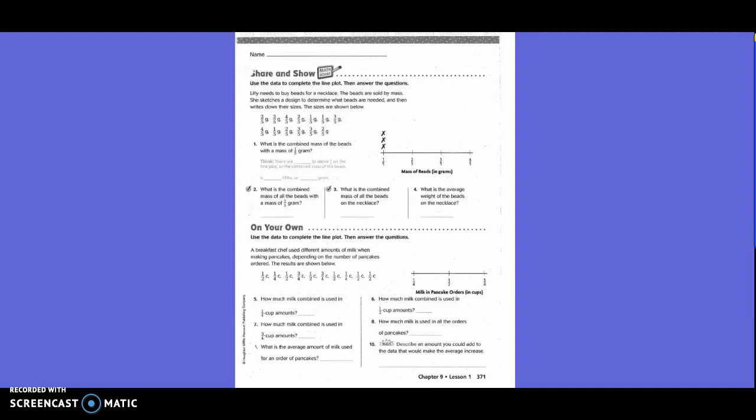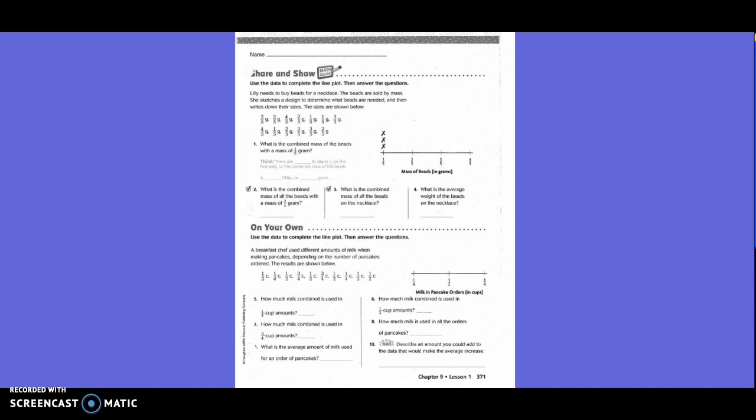Lily needs to buy beads for a necklace. The beads are sold by mass. She sketches a design to determine what beads are needed and then writes down their sizes. The sizes are shown below. So, do we need to go ahead and plot them on our line graph, guys? Yes. Okay. Now, when we figure out how many there are of each one and mark them off, should I scribble them out? No. I just need to put a simple mark, because if I mess up somewhere and I have that all scribbled out, is that going to cause a mess for me later? Yes, so a simple line, right?